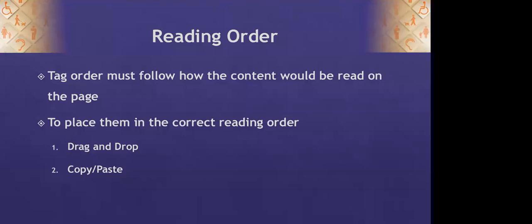So, the more basic your document, the more text-based, the more likely that your reading order is going to be correct. If you start adding other elements to the page, that's where reading order may need adjusting a bit. And in that tag tree, you can literally drag and drop items and get them to read in the correct order, or copy and paste, which I'll be showing here momentarily.